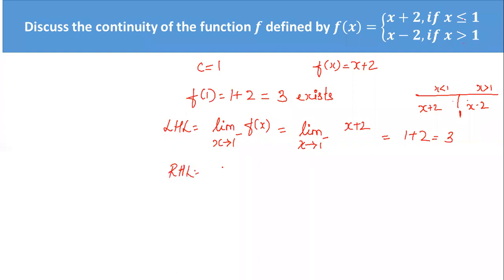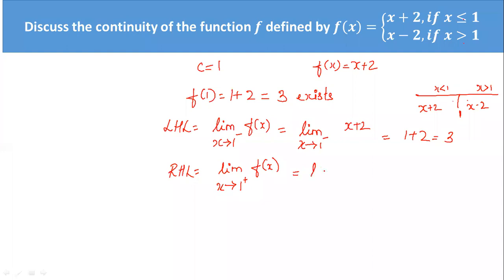Now you find what is the right hand limit. For the right hand limit you have to consider values greater than 1. Right hand limit means you are approaching 1 from the right. When coming from the right, values are always greater than 1. If values are greater than 1, which definition you have to use, students? Second one. Good. So you have to use the second one.